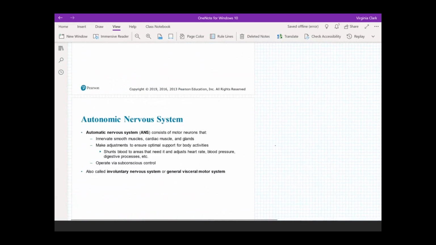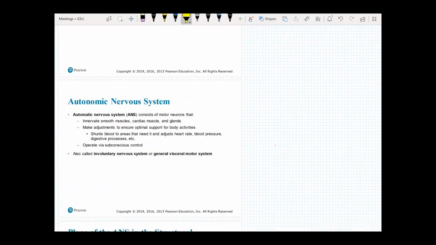As a reminder, the autonomic nervous system is in the branch of the peripheral nervous system, and it consists of motor neurons that will innervate smooth muscle, cardiac muscle, and glands. The other motor system is the somatic nervous system, which does skeletal muscle. So we're doing autonomic, smooth muscle, cardiac muscle, and glands. And this is really important for a lot of our homeostatic mechanisms with heart rate, blood pressure, and digestive processes.